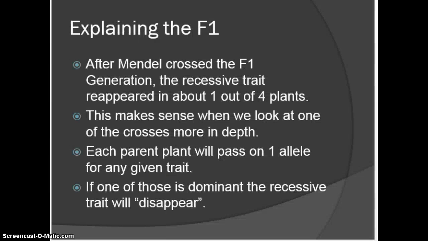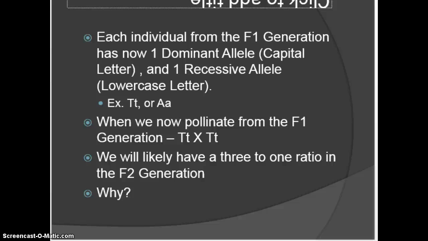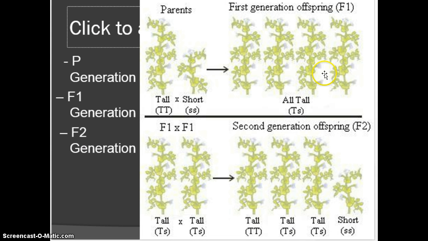Let's go a little bit more into depth about this F1. So he crossed the F1 generation and the recessive trait reappeared in about 1 out of 4 plants. And this makes sense when we look at the crosses more in depth. Each parent plant will pass on one allele for any given trait. And if one of those is dominant, the recessive trait is going to disappear. Each individual from the F1 generation now has one dominant allele and one recessive. So if we go back here, this first generation is going to have one dominant, capital T, and one lowercase, the recessive.